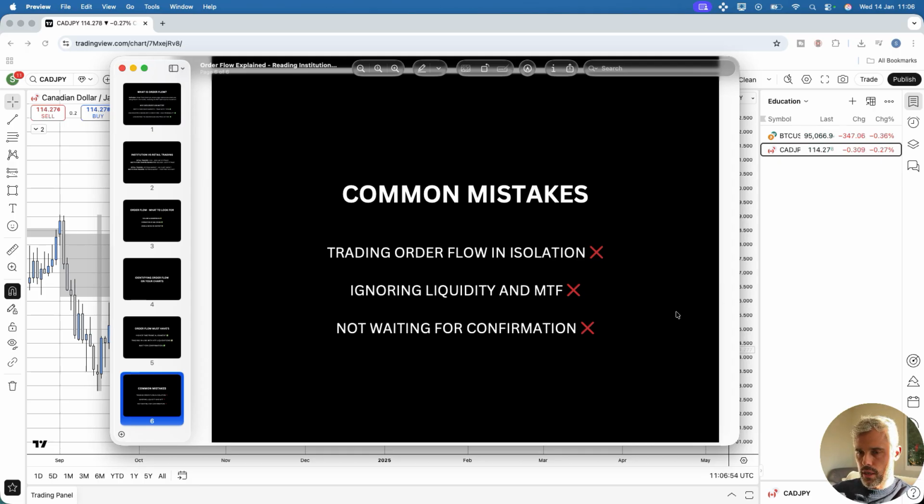So this has been a whistle-stop tour of order flow, how to measure aggression in the market, and that, in my opinion, constitutes order flow. What to look for to identify order flow. We've looked at some examples with Bitcoin, with CADJPY. We could do this all day long, and you would see these examples play out time and time again.